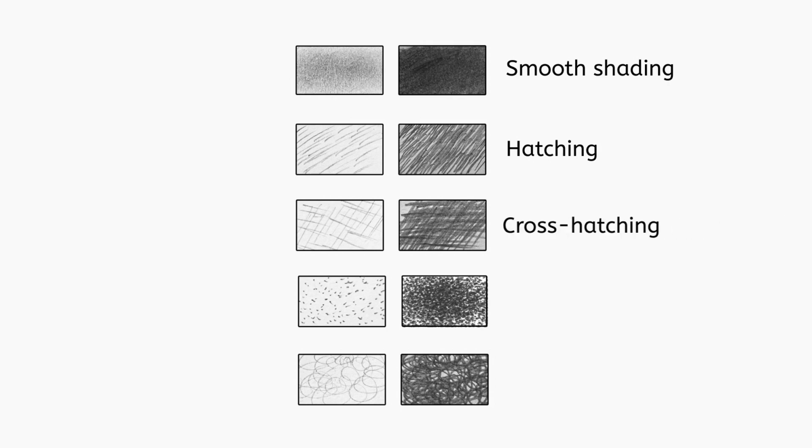Values in art are created using a variety of different techniques. These techniques allow artists to capture a wide range of values while allowing for variety in surface appearance, texture, and expressiveness. We will be covering the techniques of smooth shading, hatching, cross-hatching, stippling, and scumbling.